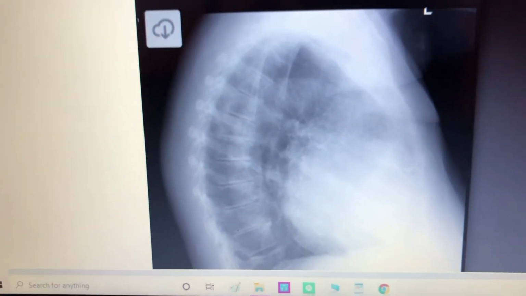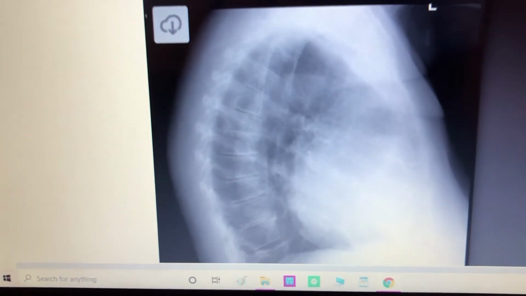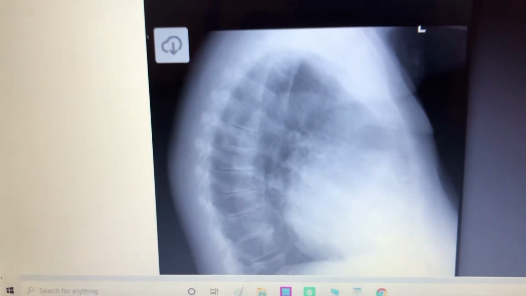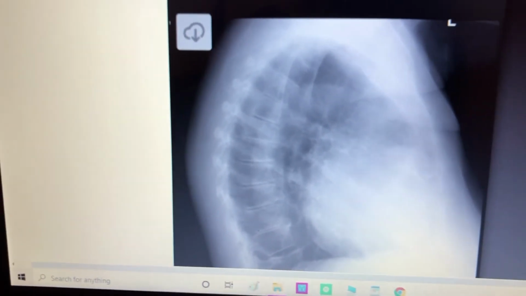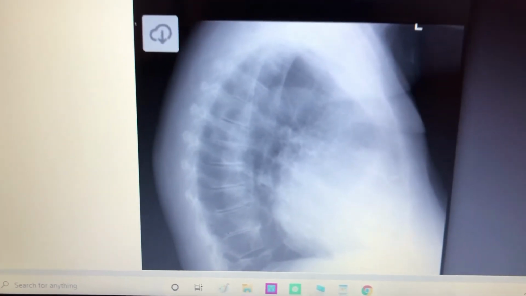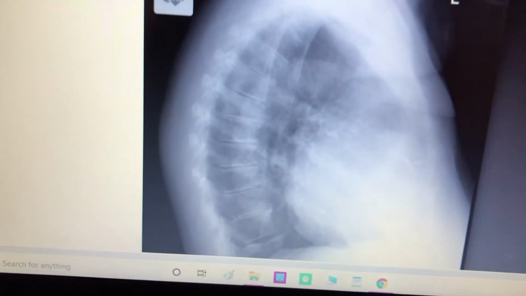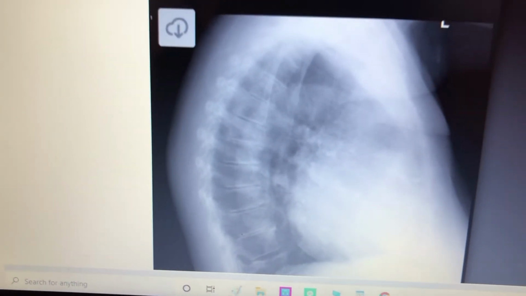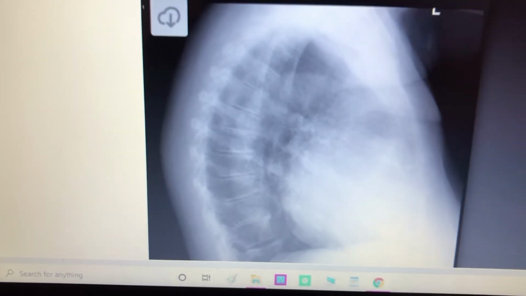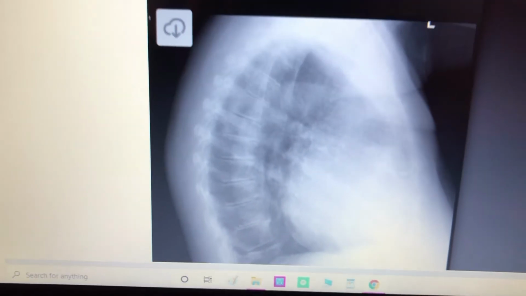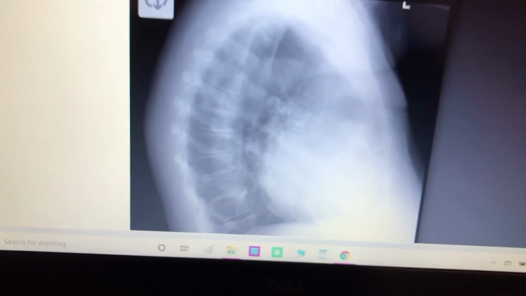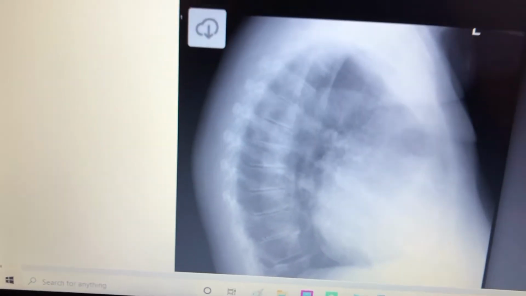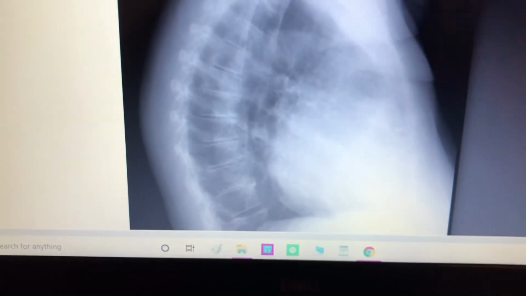And for positioning as well, you obviously want it to be upright to make sure you can check for air fluid levels. Central ray is at T7, a little bit of light above the shoulders. And that's that for that. And then shield for patients that are about 65 and younger. Depending on the site, you can still shield after that.